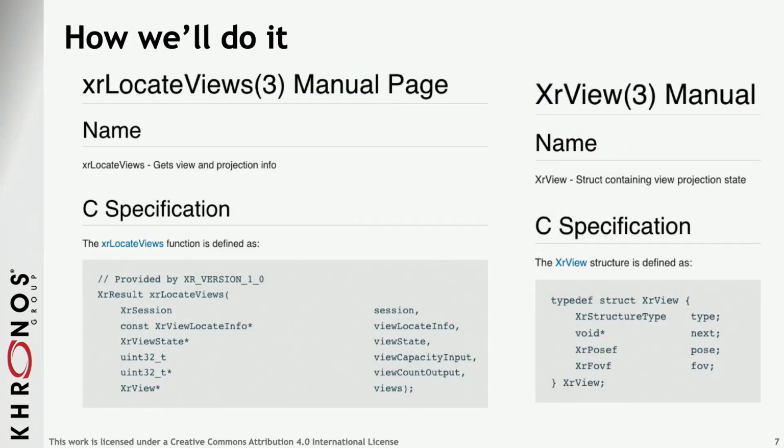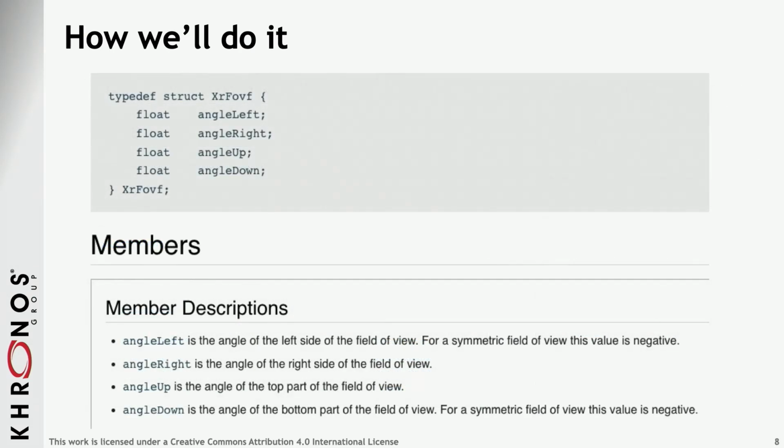So how we'll do it. As Christina mentioned, we'll hijack the xrLocateViews call from OpenXR. Here are the manual pages on that. Basically, xrLocateViews is going to give you two views with view and projection info. Each view contains a field of view, which we're going to want to modify. The field of view has up, down, left, and right angles. They're half angles in radians, and we're going to take the ones coming from the runtime, change them to something else, and then see that reflected in Unity.